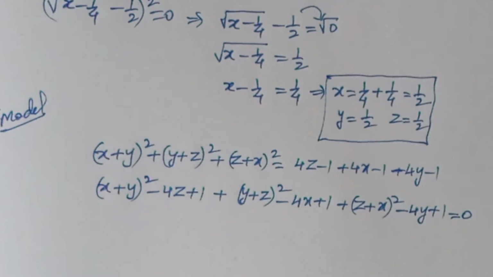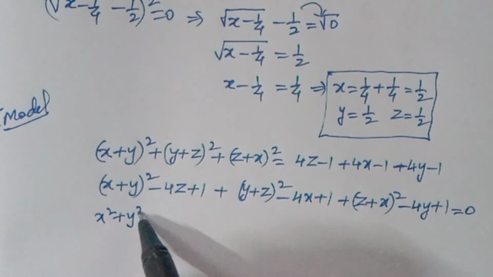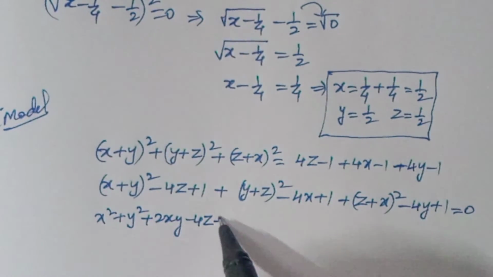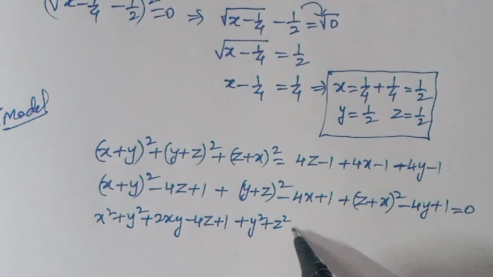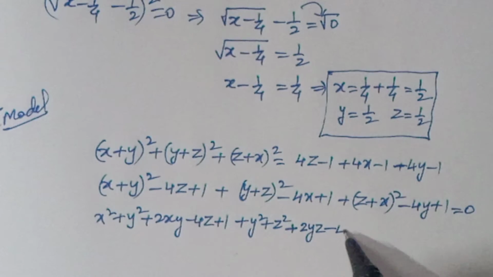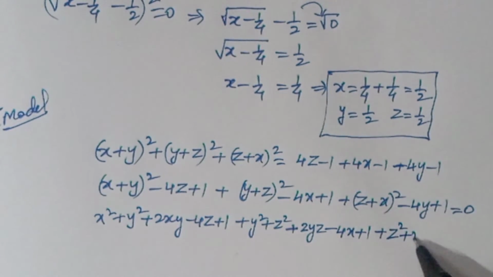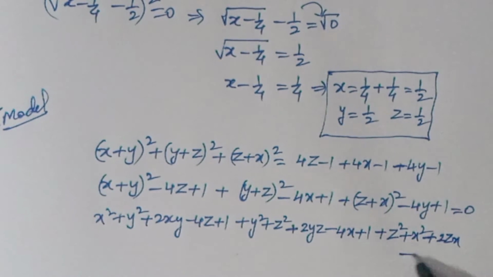So now we can write it as x square plus y square plus 2xy minus (4z plus 1), y square plus z square plus 2yz minus (4x plus 1), z square plus x square plus 2zx minus (4y plus 1).